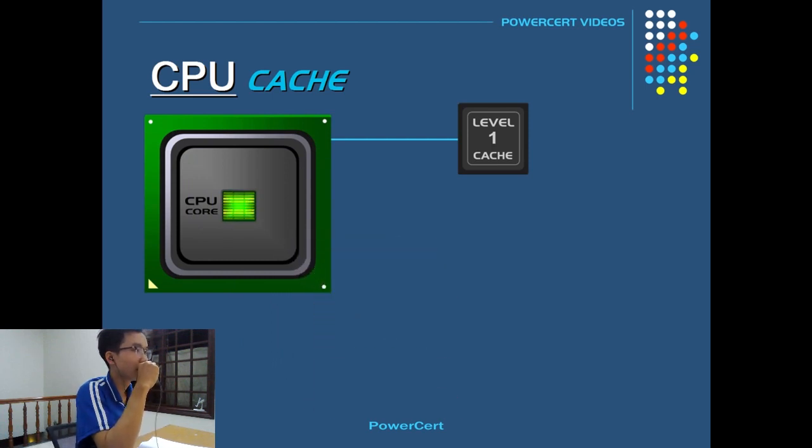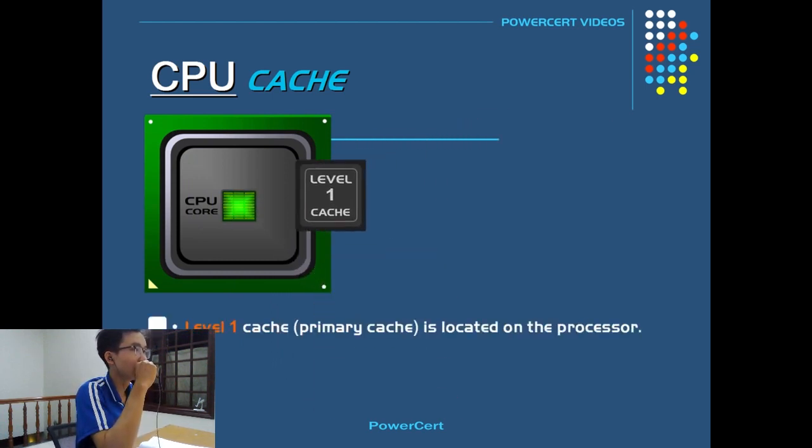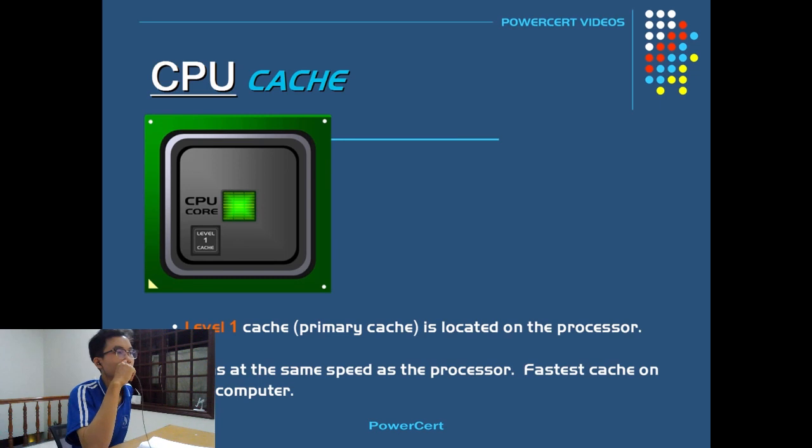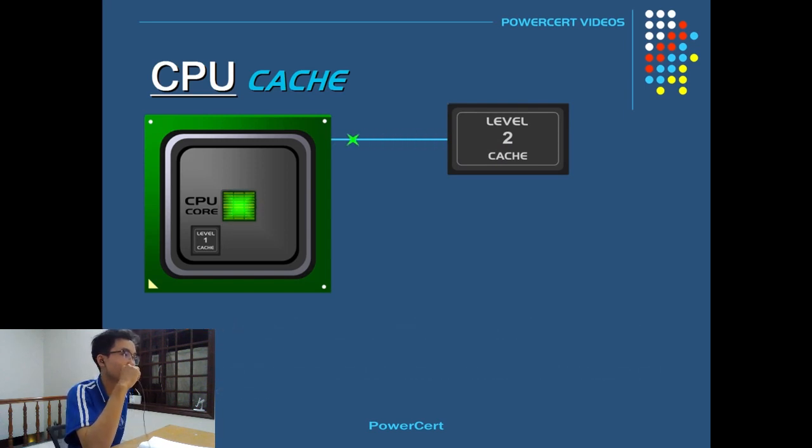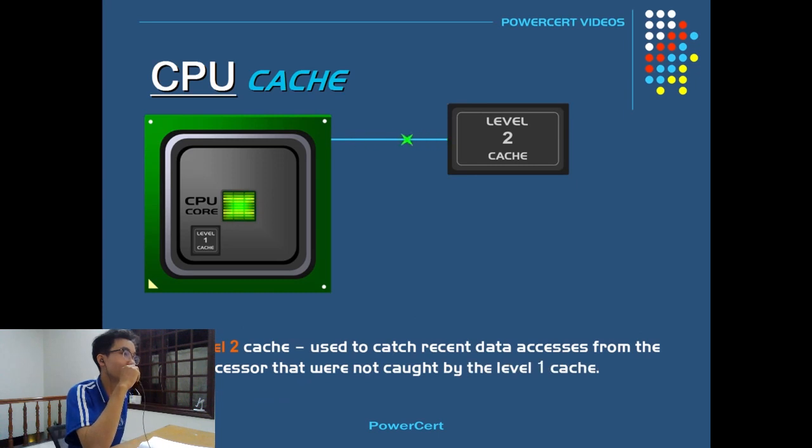CPU cache comes in different levels. For example, there's level 1 cache, which is called primary cache, and level 1 cache is located on the processor itself. So it runs at the same speed as the processor. So it's very fast, the fastest cache on the computer.